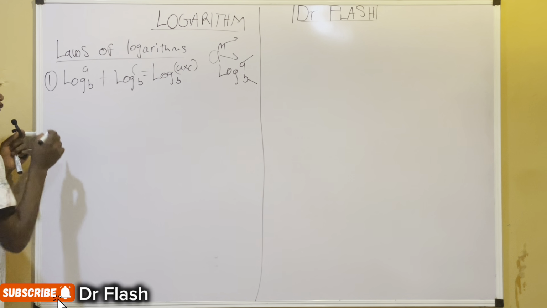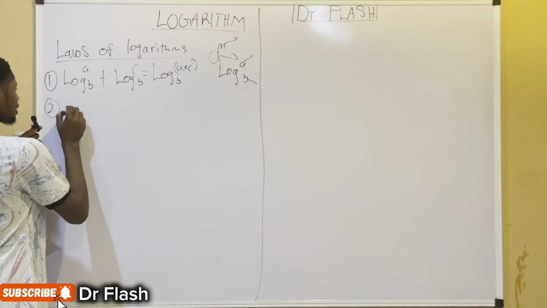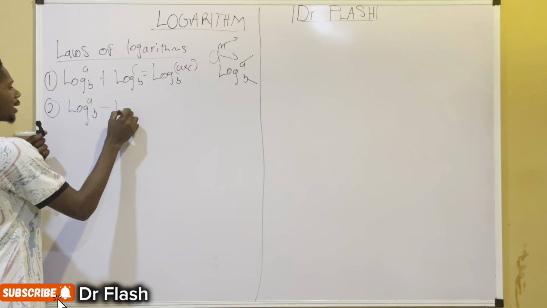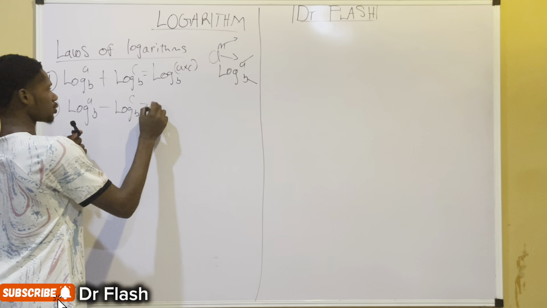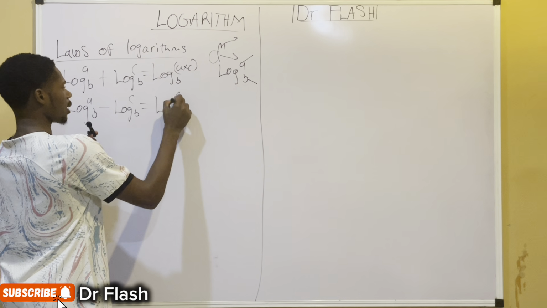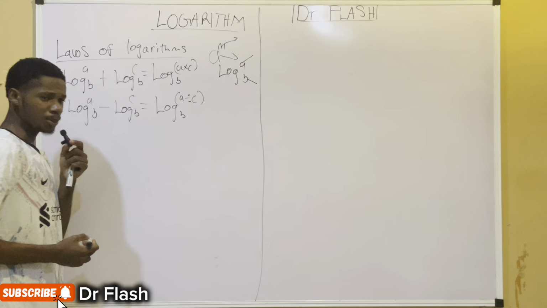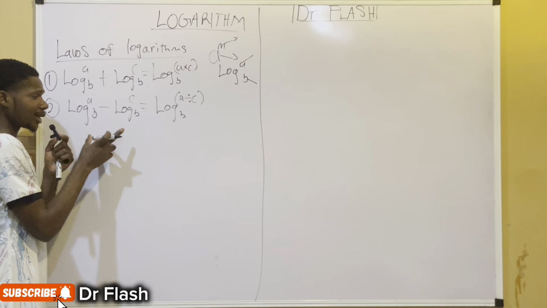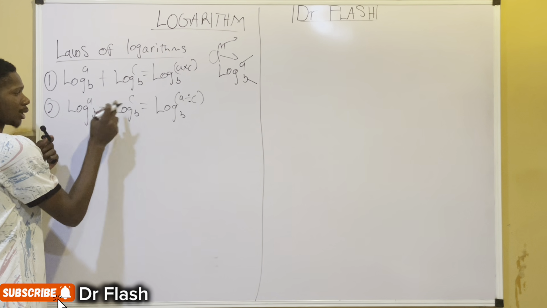Okay, now for law 2, we're just going to replace this plus with a minus. So that's going to give us log a base b minus log c base b. Now this is going to give us log a divided by c, and the base will be what now, b. What is the reason? They are subtracting each other. They are both logarithms, they're having the same base. So we're going to pick one, and then we're going to what now, divide the powers.